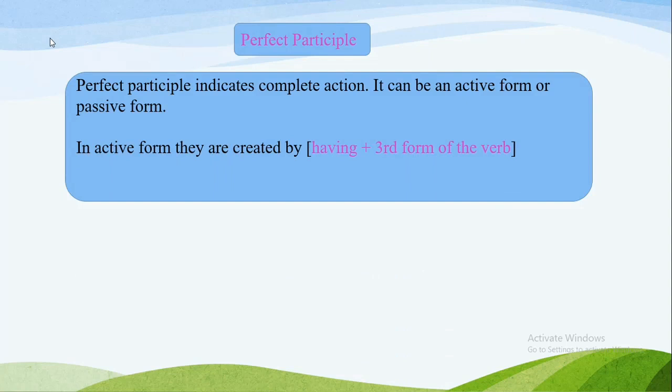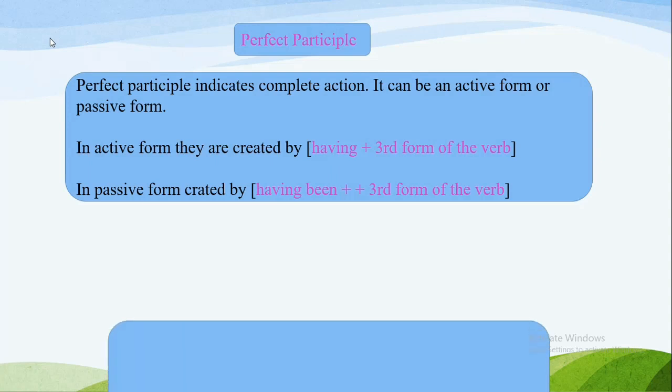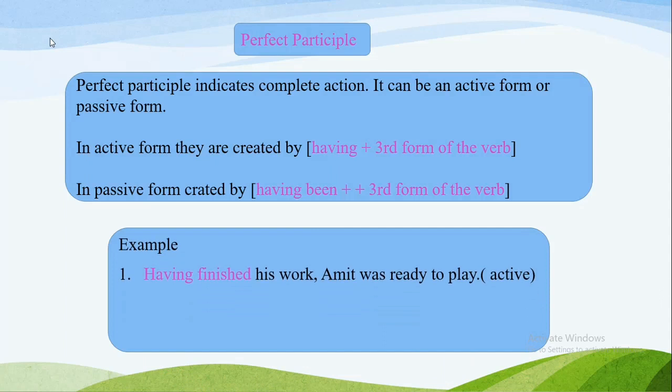In active form, they are created by having plus the third form of the verb. In passive form, created by having been plus the third form of the verb. Let's look into example. Having finished his work, Amit was ready to play. Here, first action finishing his work is completed and second action is started. Having finished is the perfect participle.